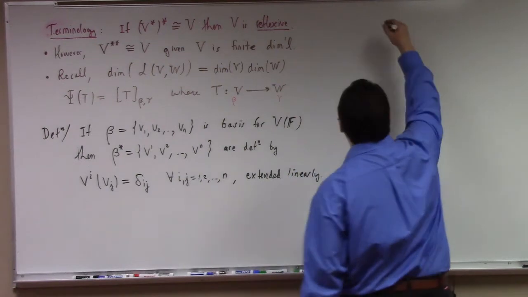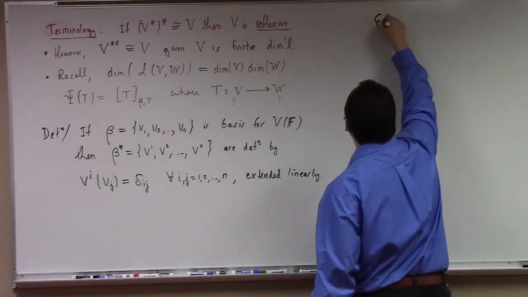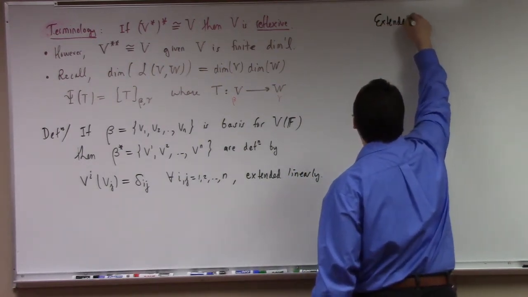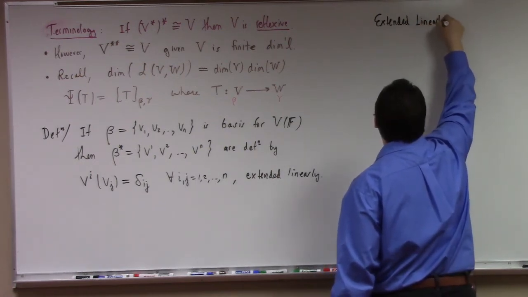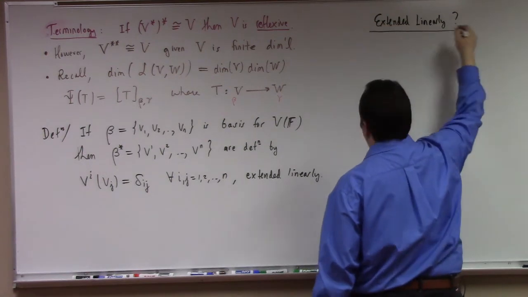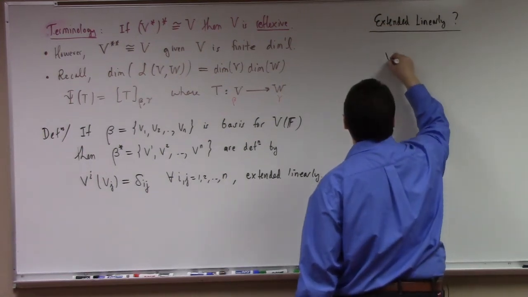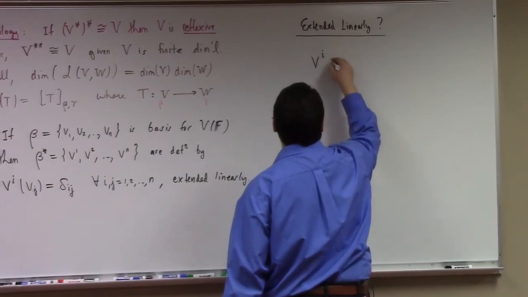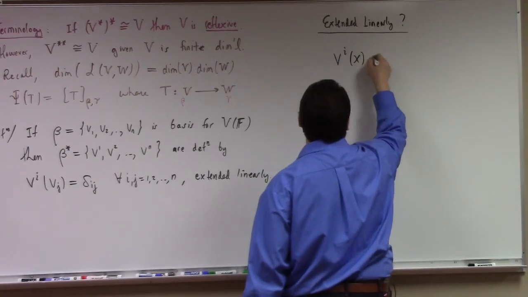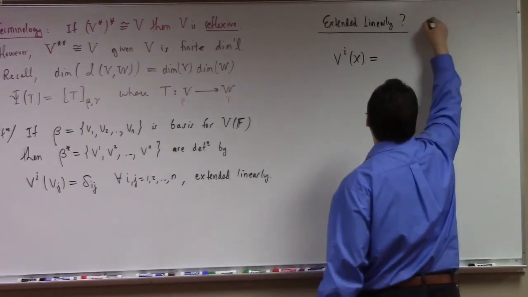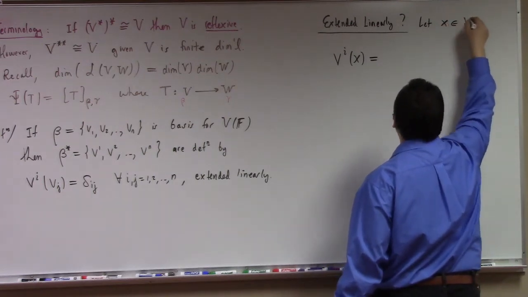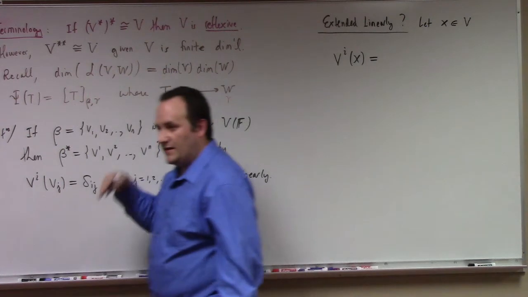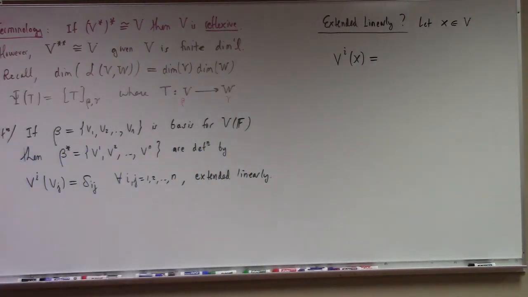So what do I mean by extended? What do we mean by extended linearly? So let's work it out. V upper i of x, what should that be equal to? So let x be an element of the vector space, okay? By the way, from this point on out, we're assuming the vector space we're thinking about is finite dimensional, okay?